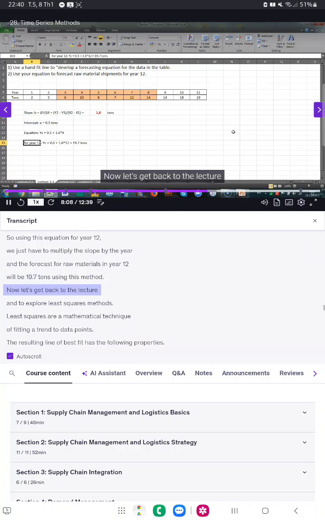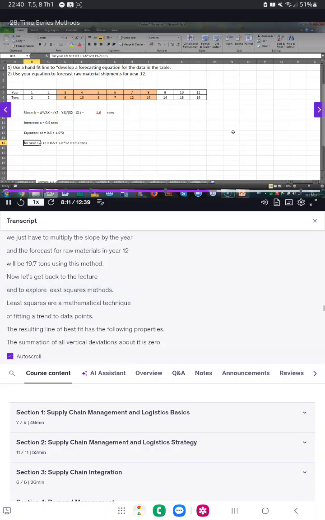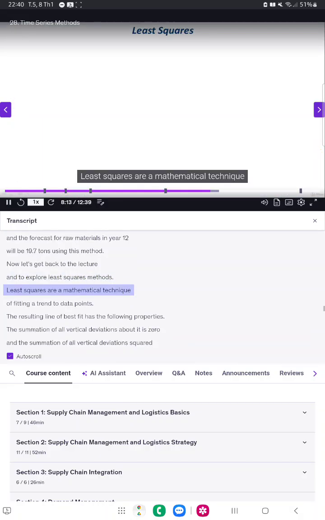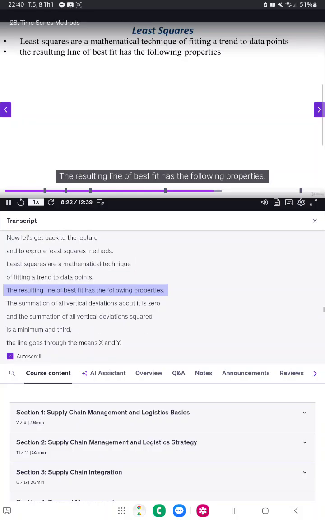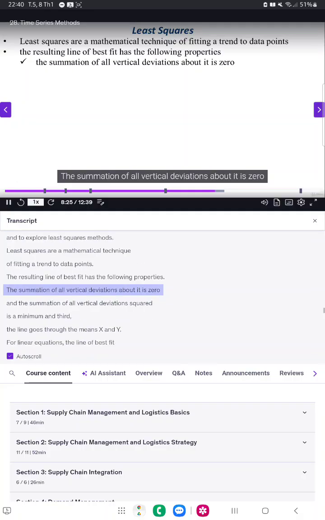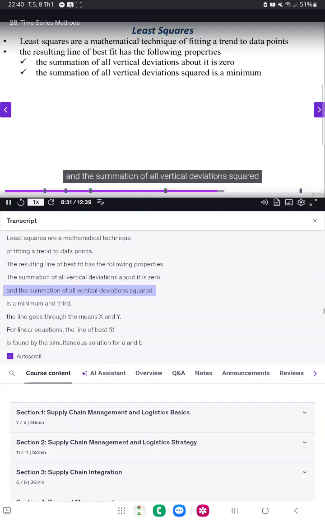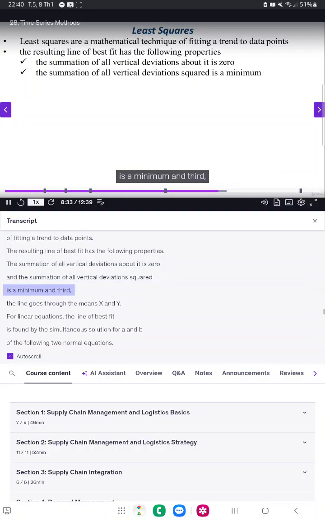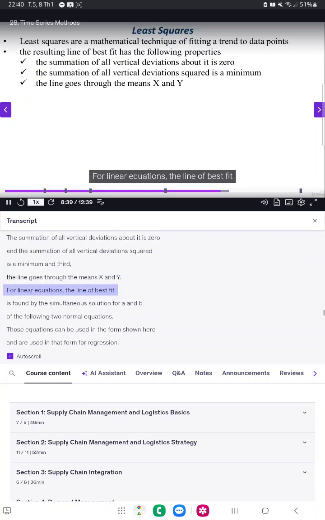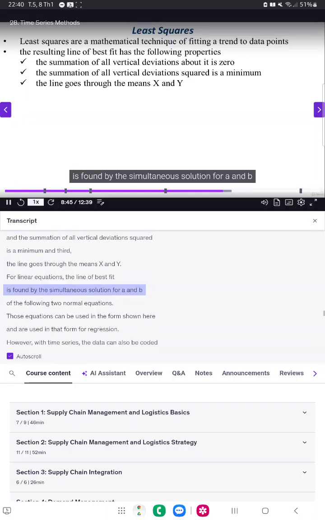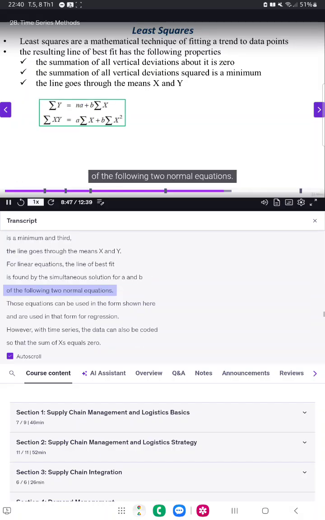Now let's get back to the lecture and explore the least squares method. Least squares is a mathematical technique of fitting a trend to data points. The resulting line of best fit has the following properties. The summation of all vertical deviations about it is 0, and the summation of all vertical deviations squared is a minimum, and third, the line goes through the means of X and Y. For linear equations, the line of best fit is found by the simultaneous solution for A and B of the following two normal equations.